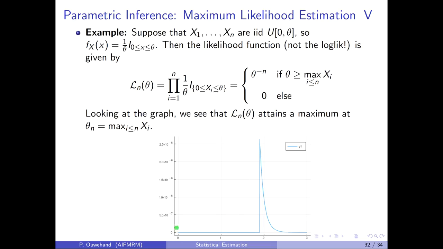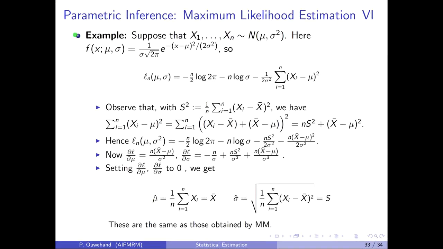Now if we plot the graph of that as a function of theta, we see that we get 0 for values of theta which lie below the maximum of the xi's, then it jumps up at the maximum of the xi's, which in this case is close to 2 but not equal to 2, and then it decreases, and so the maximum is over here. So just looking at the graph, we see that the likelihood attains its maximum at the maximum of our data.